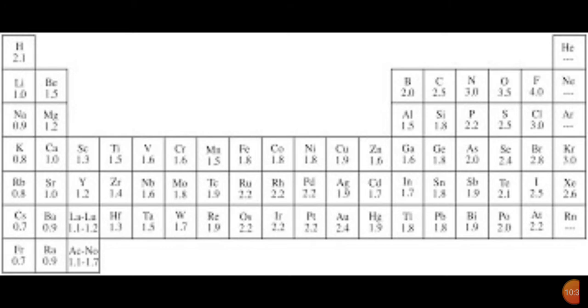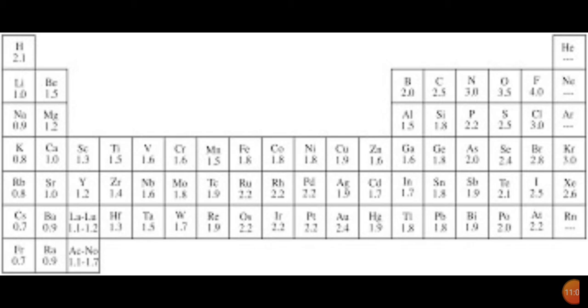And coming to the metallic characters of oxides and hydroxides. Metallic oxides and hydroxides are purely basic in nature, so we call them alkali metals as well as alkaline earth metals. Non-metals are purely acidic in nature. Metalloids, which are present in the middle of the periodic table, are purely amphoteric in nature.